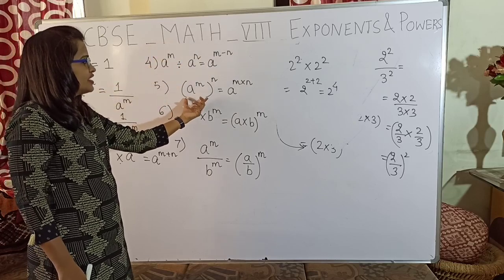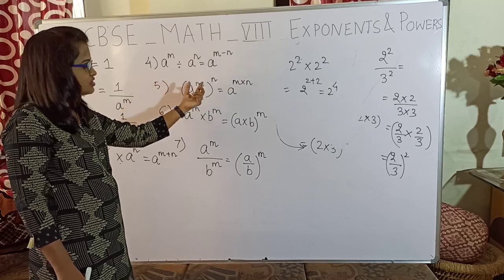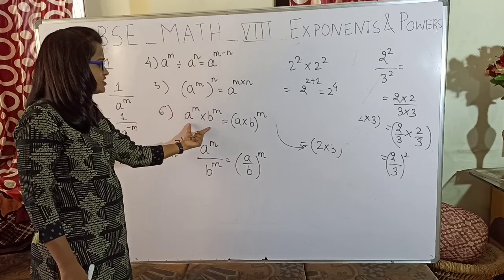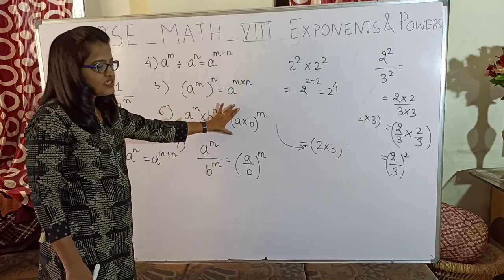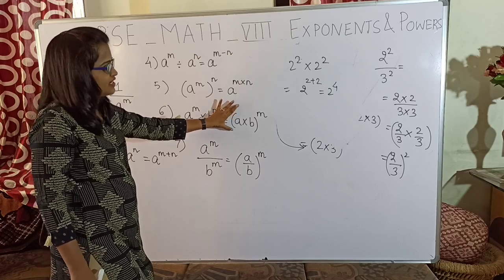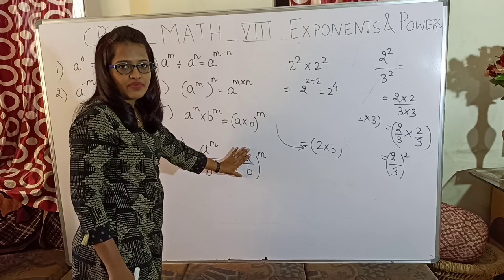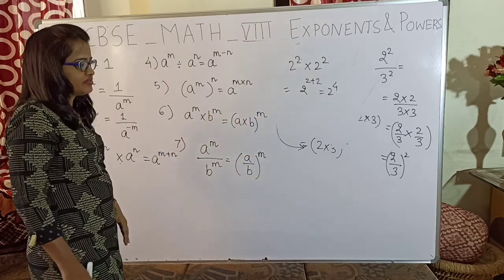Similarly, if a raised to m, the whole raised to n, if power raised to a power is there, the indices get multiplied with each other. Next law, bases are different but index is same. Write the bases together. If they are into multiplication, put a multiplication between them. If they are into division, write them in a division form and write their common power together.